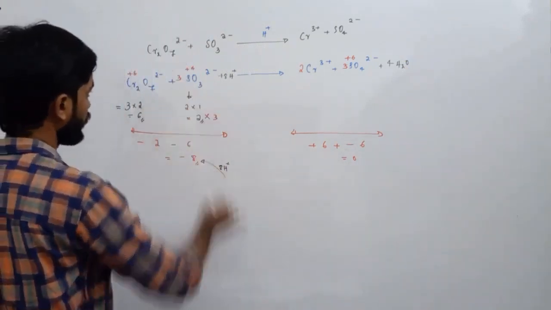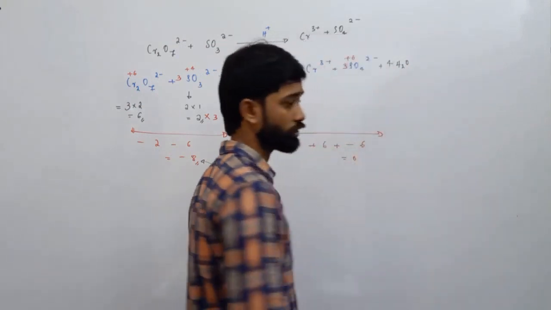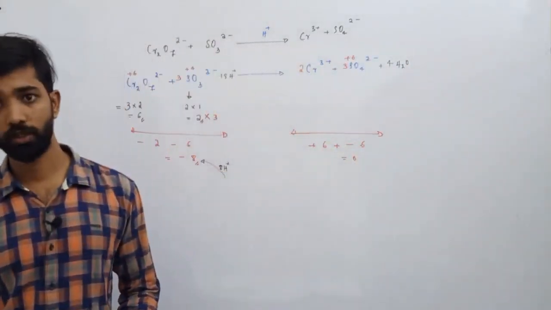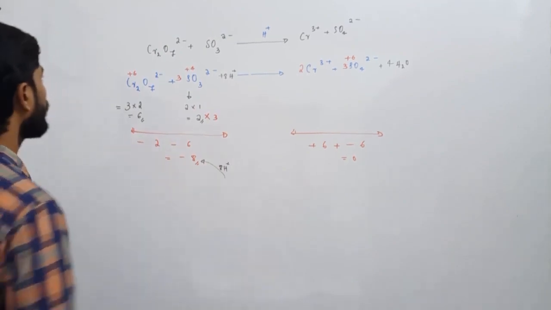7 oxygen, 9 oxygen, that will be 16. 3 into 4 is 12, then 4, 16. So a total of 16 oxygen on both sides. Now the reaction is balanced. Okay.